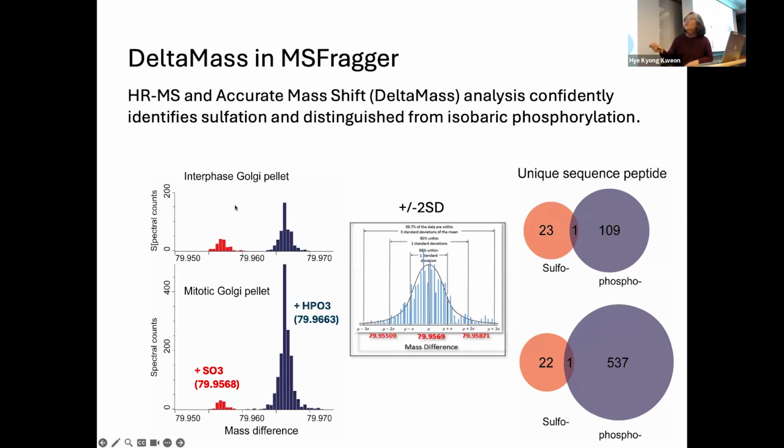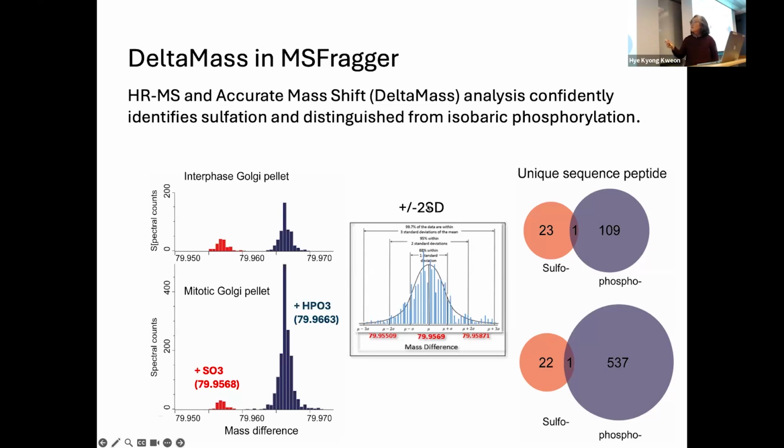Because these are isobaric, and the center of this profile observation is centered exactly at the theoretical mass, and this one is exactly centered at phosphorylation. So there's no doubt that these are not ambiguous. It's clear, right?